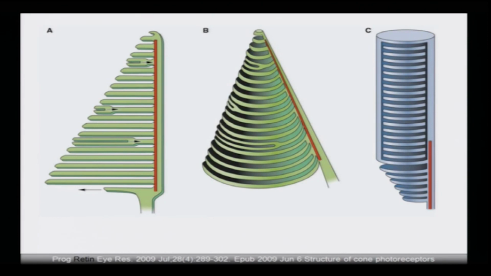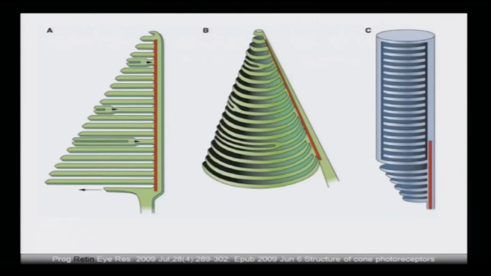Now this is even a much more three-dimensional look at the rods and the cones, and this is the reference from Progress in Retinal and Eye Research, published in July 2009, volume 28, issue number 4. Please go through it. The whole reason to show you these pictures is to give you an overall appreciation of how wonderfully all these different structures have evolved over thousands and thousands of years of a long drawn evolutionary time scale.